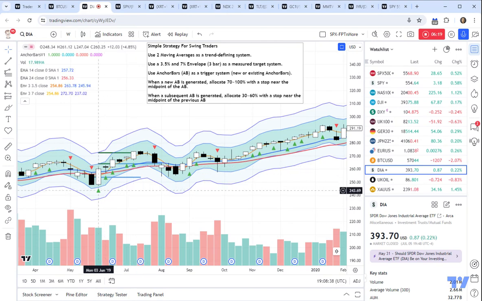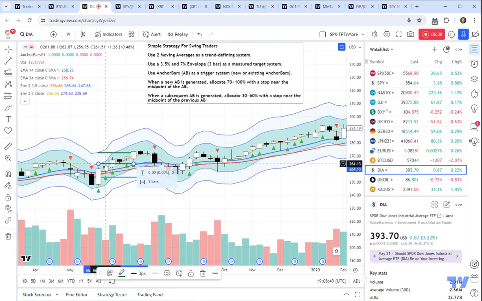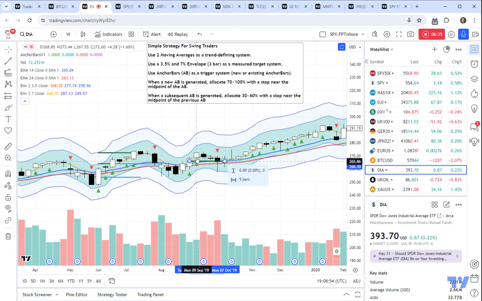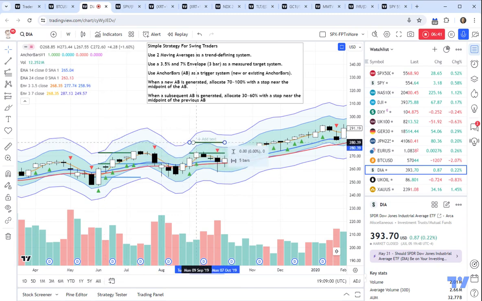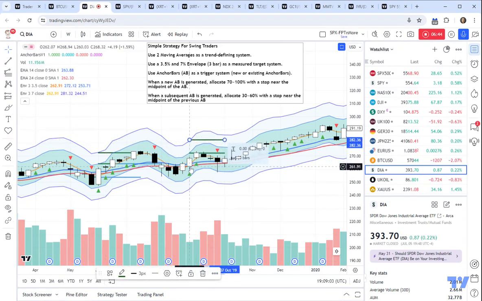So the idea here is your initial entry right in here, these reversals are what give you that opportunity. So here we go again, another initial anchor bar right here. This one looks like it doesn't play out as well. We come in here, drag this over to our 3.5% level, and drag this over to our 7%. Notice how I'm marking it at the anchor bar level. Where are the 3.5 and the 7% levels at the anchor bar?